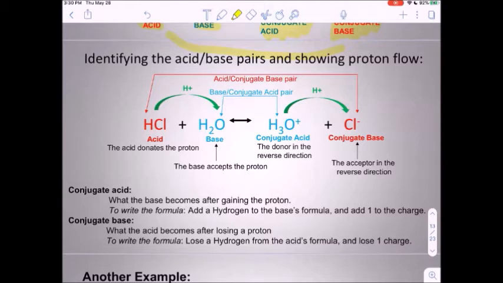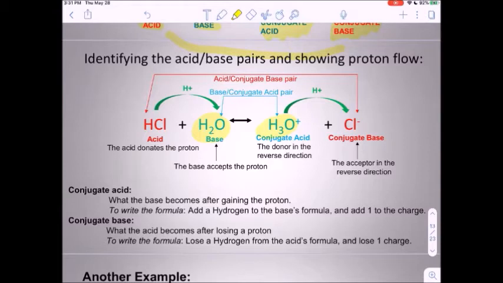So if we're writing that formula, if I just gave you the formula of some base and I wanted you to write the conjugate acid, you would add hydrogen to that base's formula and also add 1 to the charge. So seeing how that works here, if I have the base being my H2O right here, I would add hydrogen to that. So H2 should become H3, and I'm also adding 1 to the charge. So it should be H3O plus. And if you look at the right side, H3O plus is what it produces. So that's going to be the base conjugate acid pair.